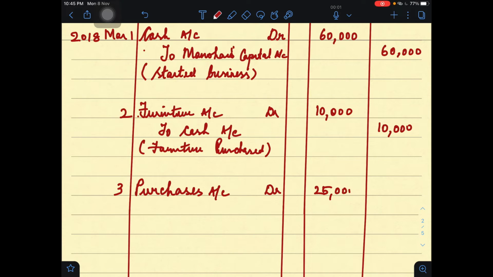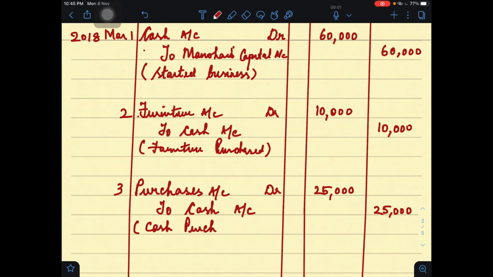25,000. How do we buy the goods? With the help of cash. So cash is actually real in nature, and when we purchase goods, cash goes out, just as in the case of the second transaction, where we purchased furniture and cash went out. Similarly, same explanation. So cash goes out and it is credited to the extent of 25,000. Just say this is a cash purchase.